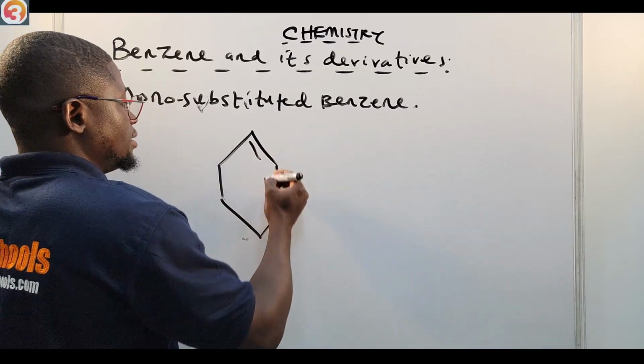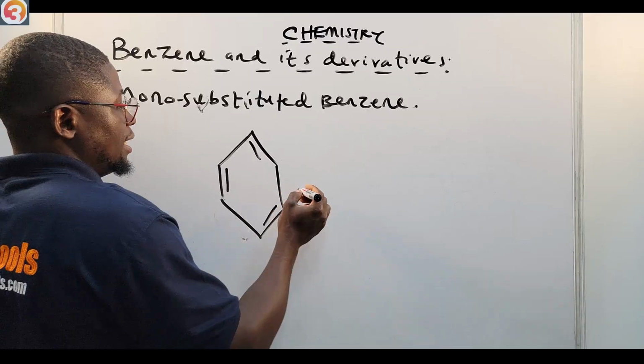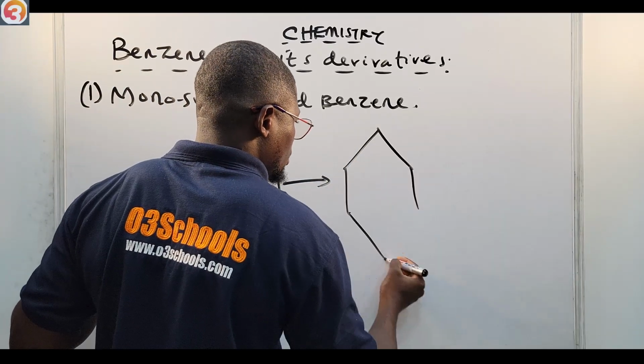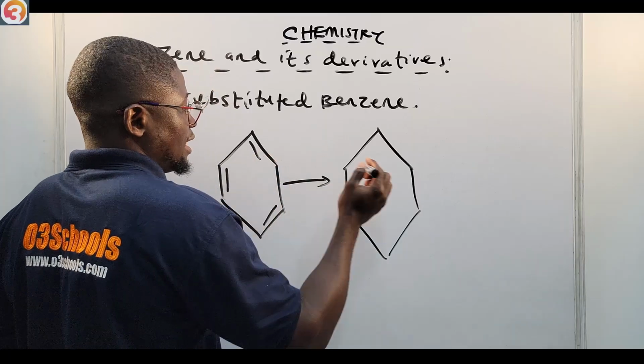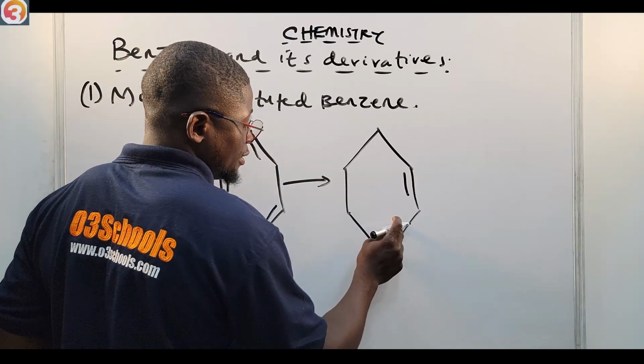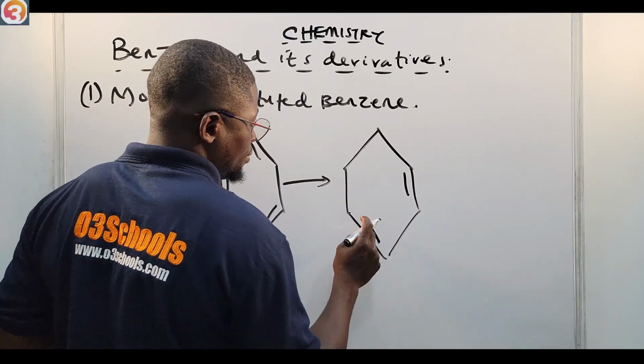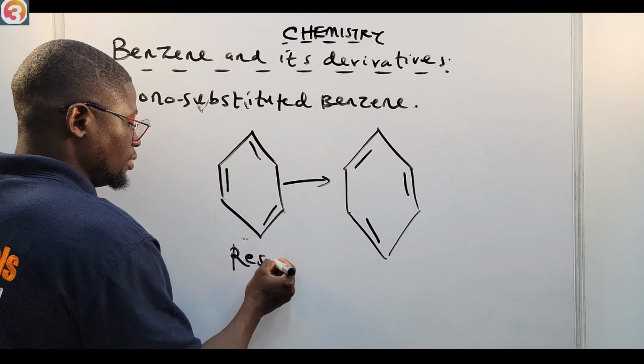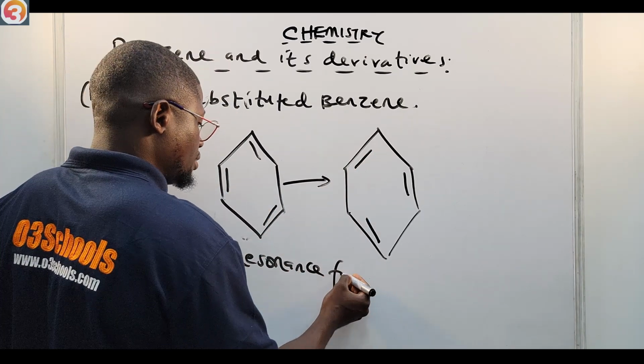We have resonance forms. This bond is a double bond here, double bond here. Then we could put the double bond here instead of here. We could start from somewhere here, leave this as a single bond, and put another double bond here. These are the resonance forms.